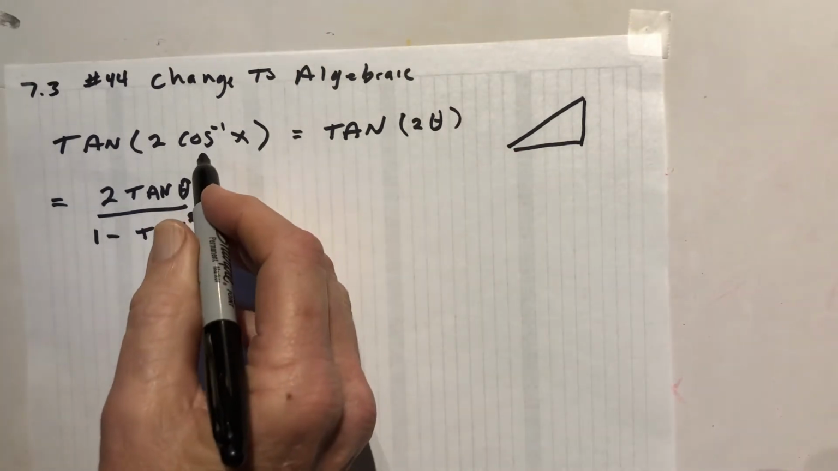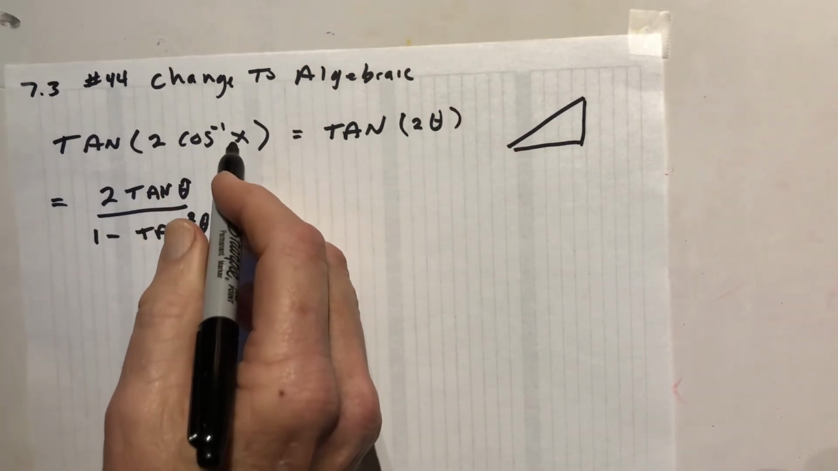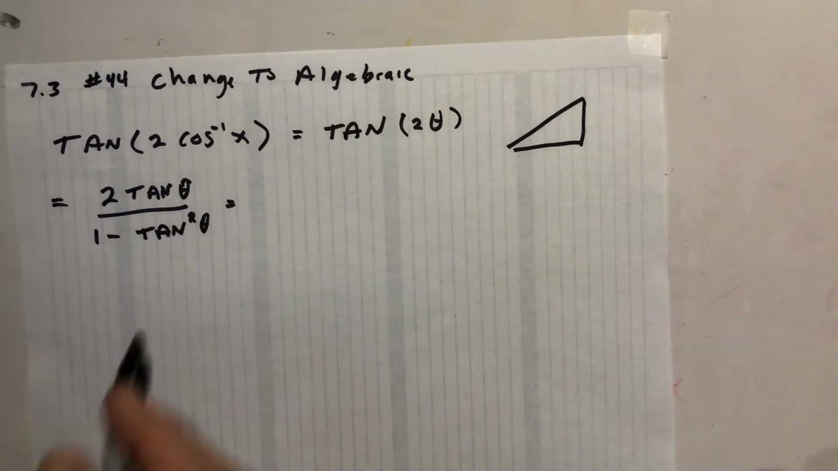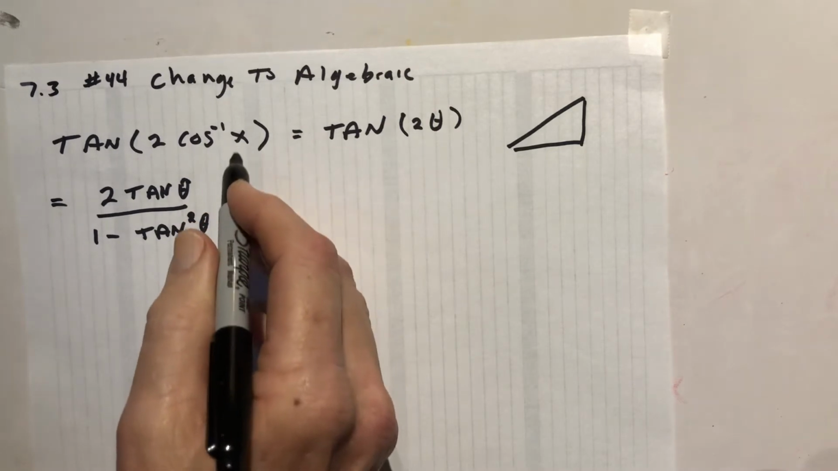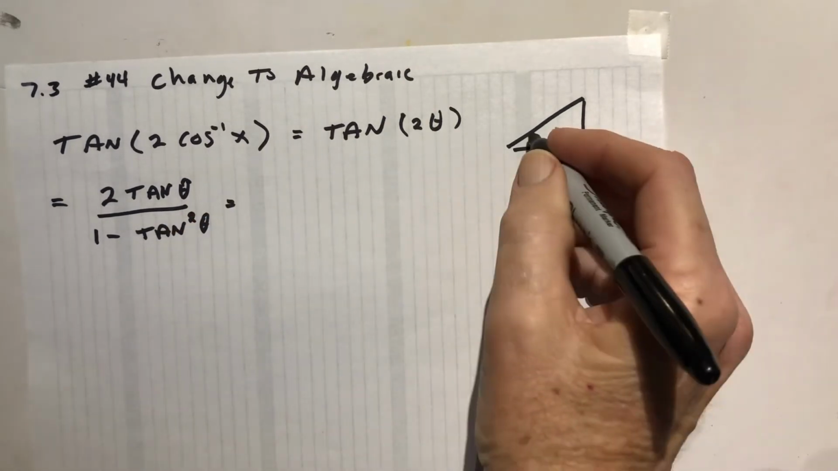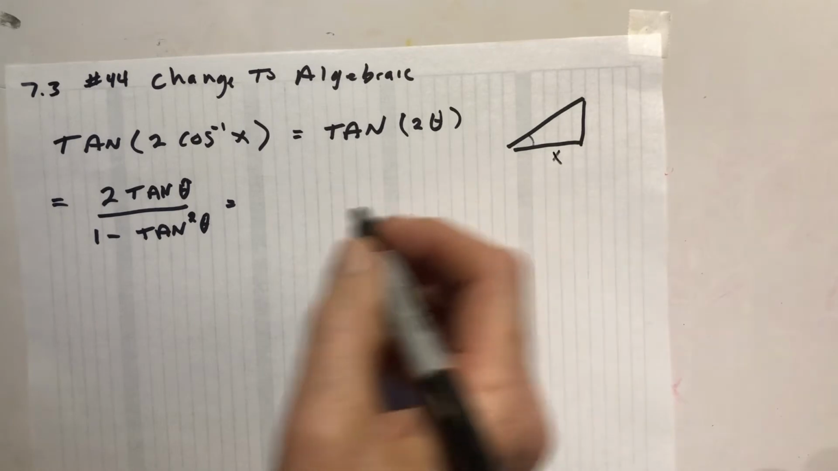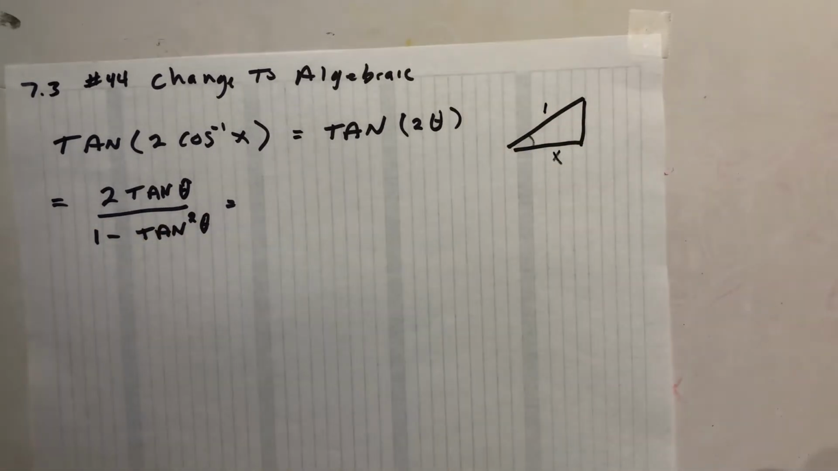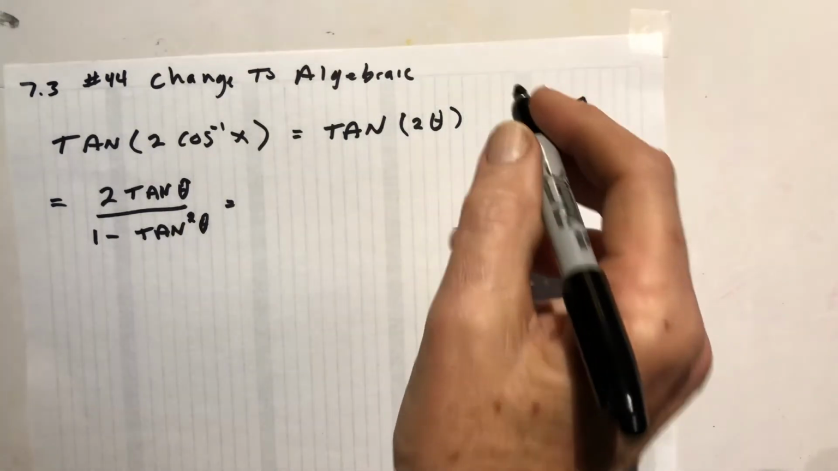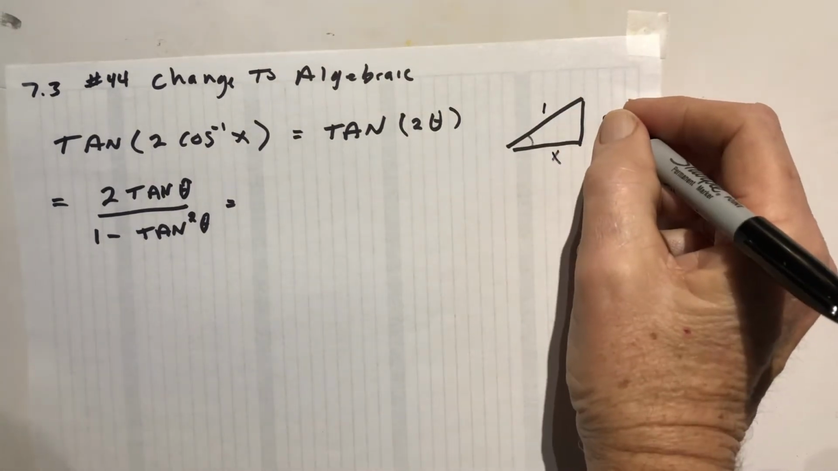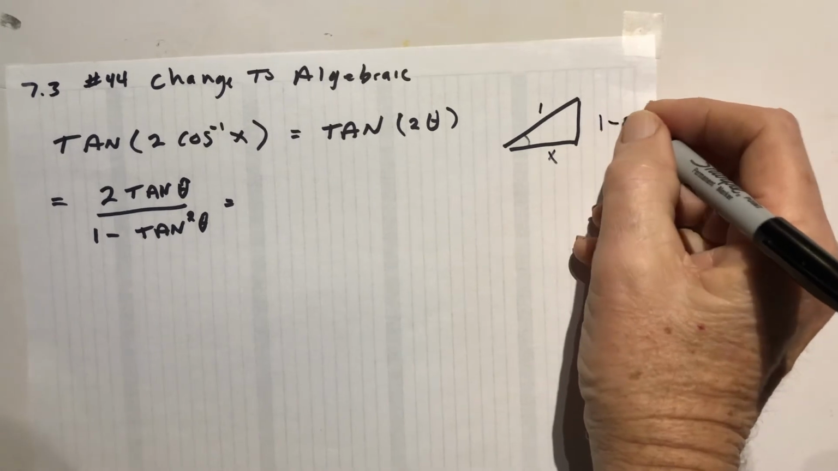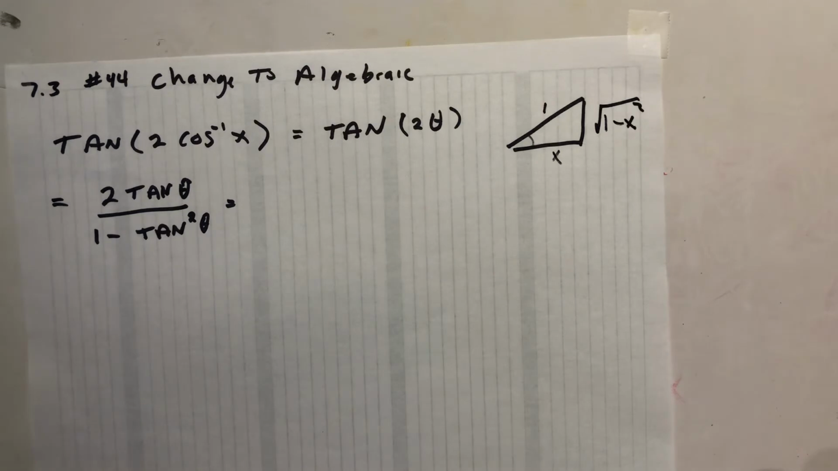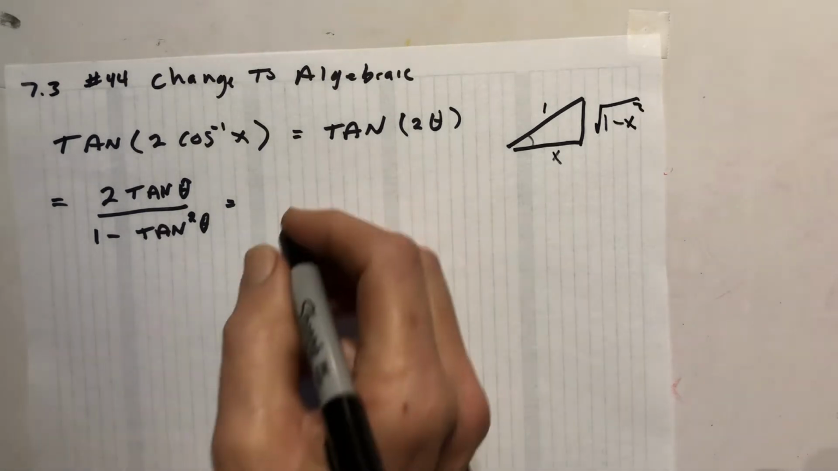We know the cosine is x, and x needs to be a fraction because cosine is adjacent over hypotenuse. So that has to be over 1. So adjacent is x, and the hypotenuse is 1. And then the Pythagorean theorem, you take the bigger one squared minus the smaller one squared. So it'll be 1 squared, which is 1 minus x squared. And that's the opposite. So let's plug that in.